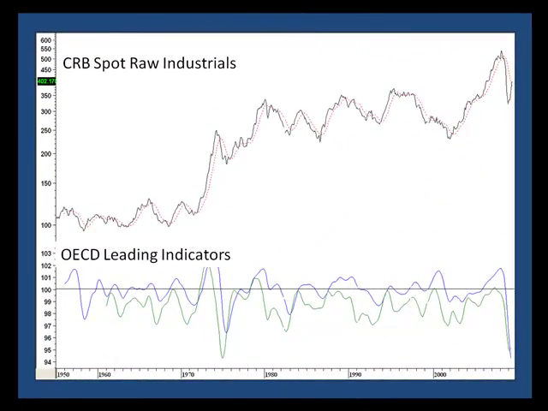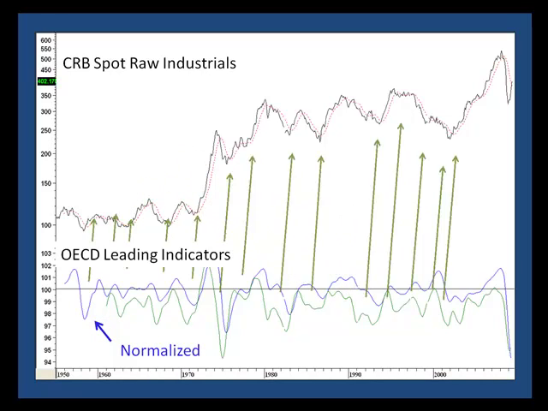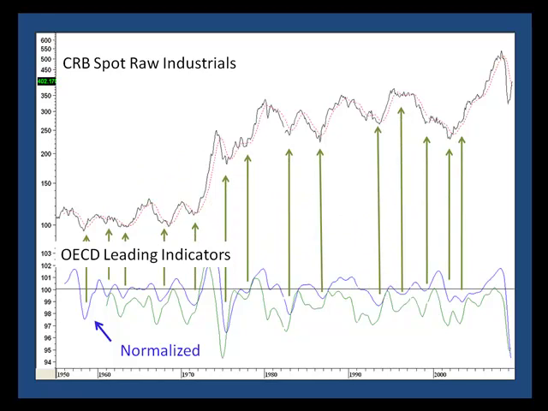Similar to last month's, in that it features the CRB Spot Raw Industrial Commodity Index compared to the OECD leading economic indicators. The OECD publishes several versions of its leading indicators, two of which are featured in this chart. This blue one is the normalized one, and these green arrows show that when this series bottoms, commodity prices typically rally. Actually, it's more than typical, it happens pretty well all the time.